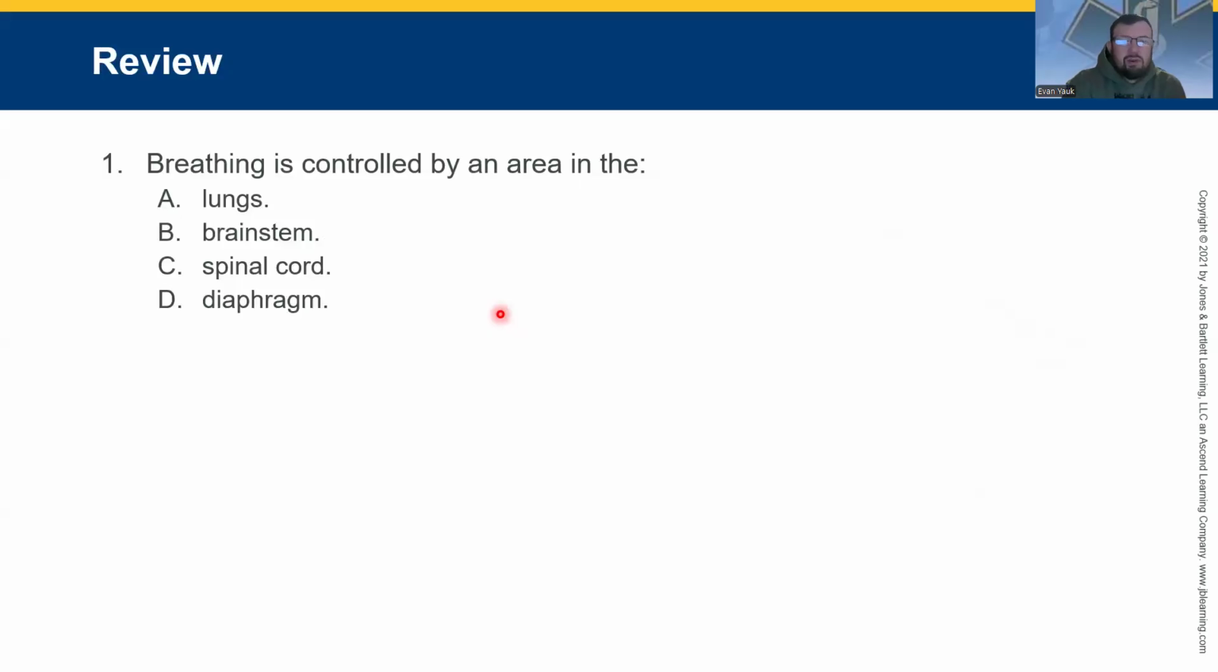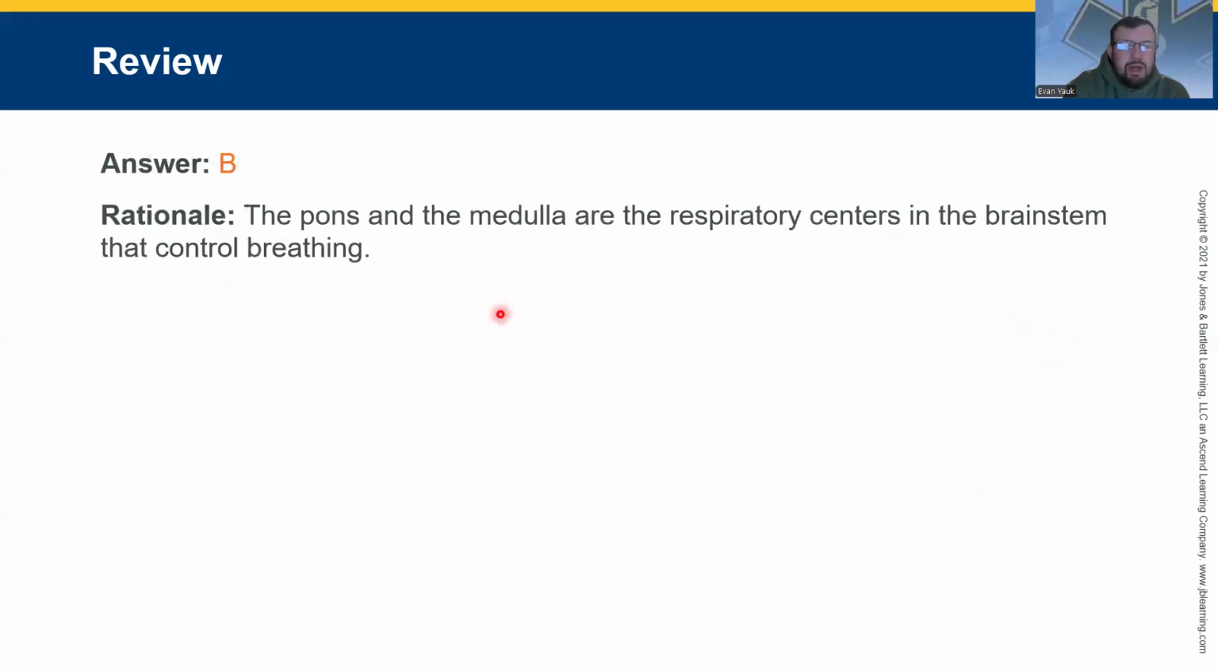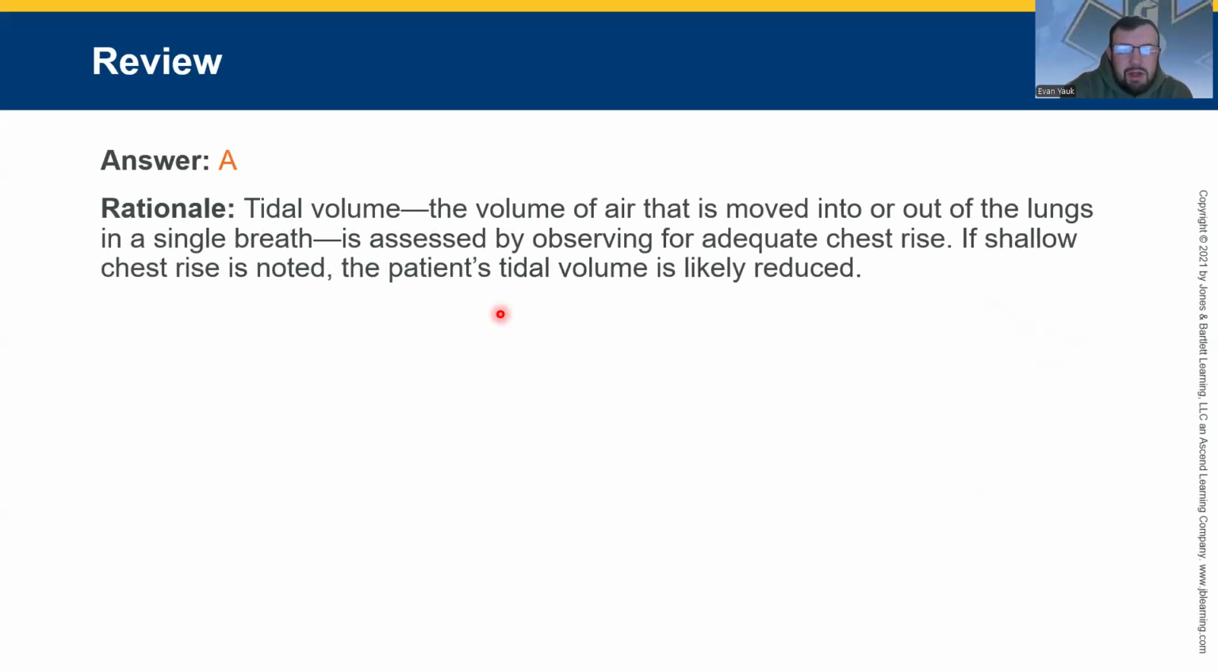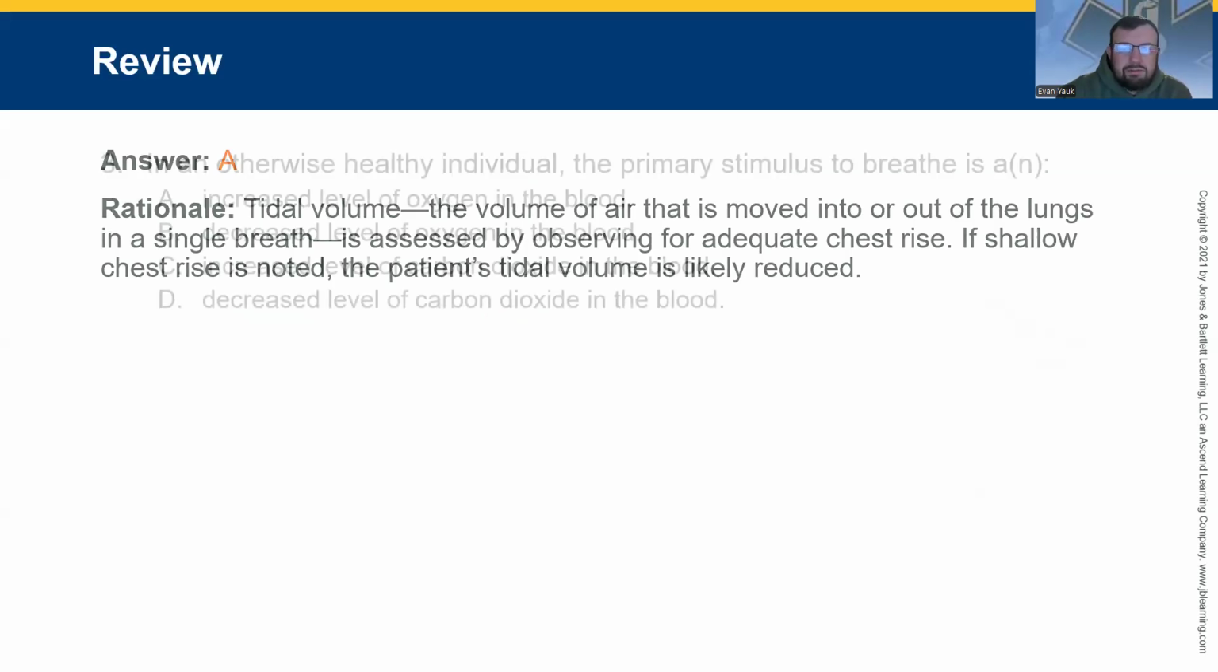So breathing is controlled by an area in the brain. The pons and the medulla are the respiratory center in the brainstem that controls breathing. We talked about this in chapter 6. The EMT should assess the patient's tidal volume by observing for adequate chest rise and fall, assessing the facial area for cyanosis, counting the respiratory rate, or measuring the patient's oxygen saturation. We're going to check tidal volume, the volume of air that's moved in and out of the lungs in a single breath. So we watch that chest rise and fall.